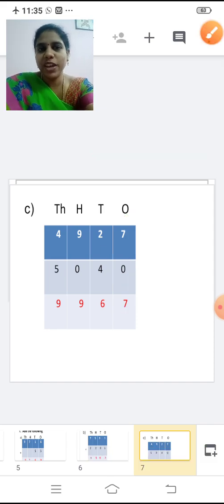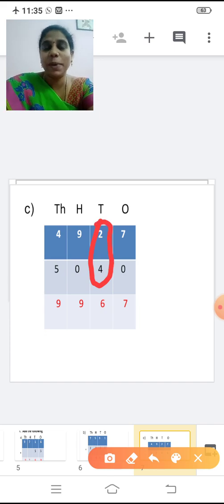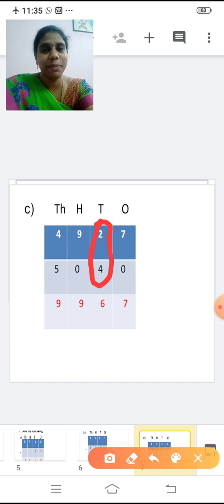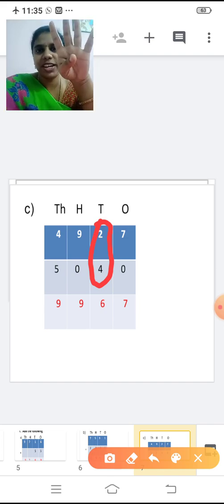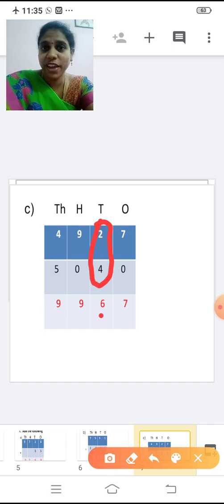Now what do we have to do? Move on to the tens place. Now you add the tens place. 2 plus 4. Add 2 and 4 and tell me the answer. 2 in the mind, 4 in the finger. After 2, 3, 4, 5, 6. So write 6 below. Next, what do we have to do?